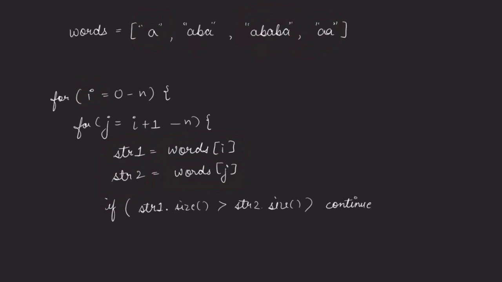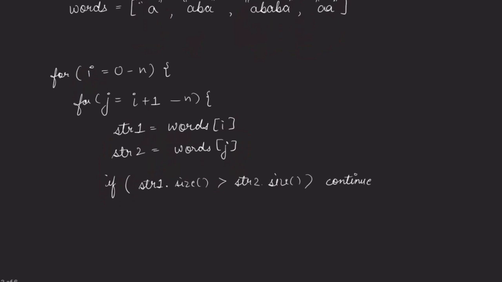Now for checking whether string 2 is having string 1 as prefix and suffix, what we can do is use the find function over here. So whenever we apply the find function, if I check str2.find(str1), right? Now if string 1 is present as a prefix in string 2, then this find function will return us 0.